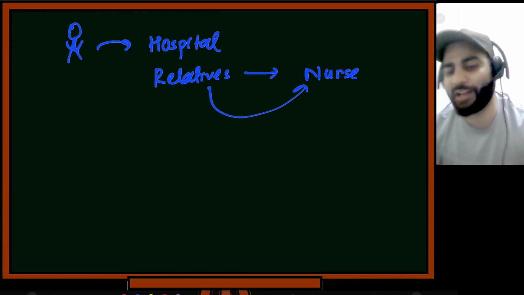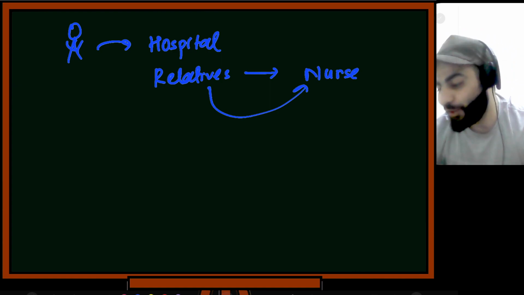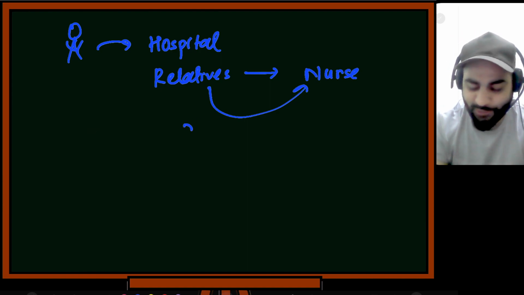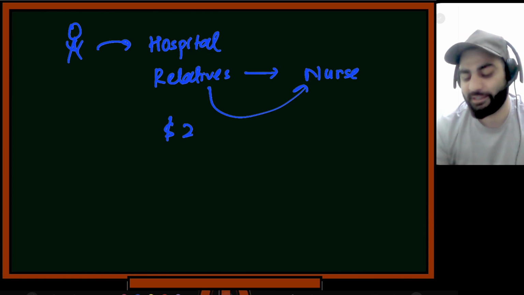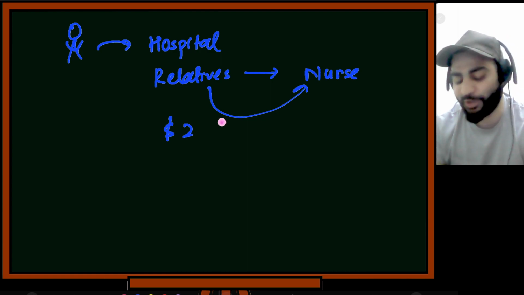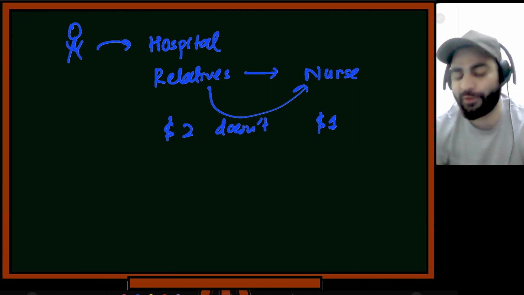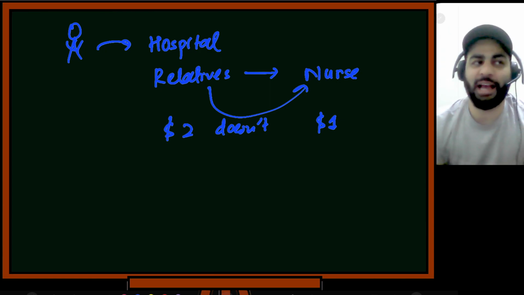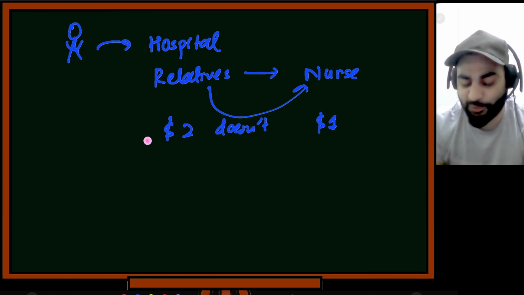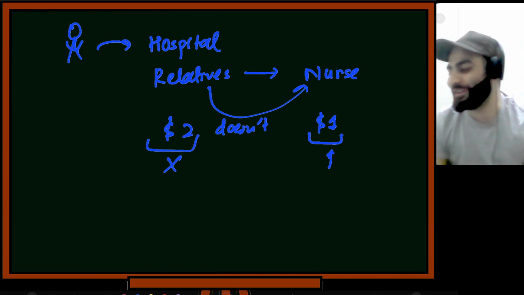Now the relative asked a question to confirm that this drug will really work. He said, are you willing to lose $2 if it does not work, and are you willing to win $1 if it works? Okay, now he just gave her some bet. He said, okay, as you are saying that it will work, are you willing to lose $2 if it does not work? And if it works, I'll give you $1. The nurse said, what a sick thought, you are wasting my time.